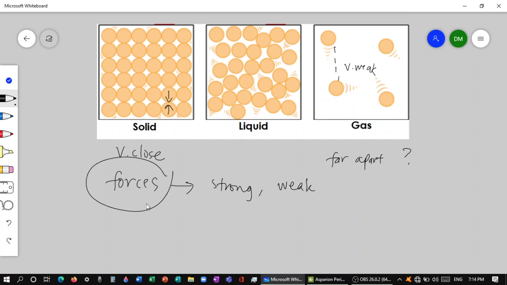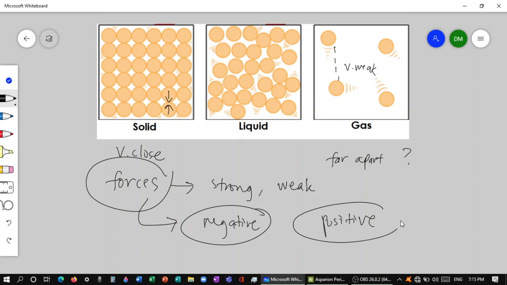And for gases, the attractive force is very weak. Now these forces come from the differences in the charges of particles. Again, a particle can be negative and a particle can be positive. And these are oppositely charged particles, and opposite charges will be attracted to each other.